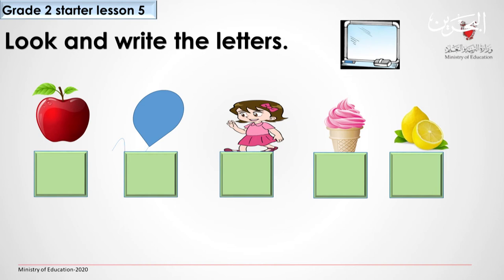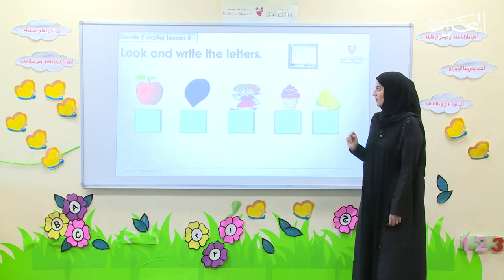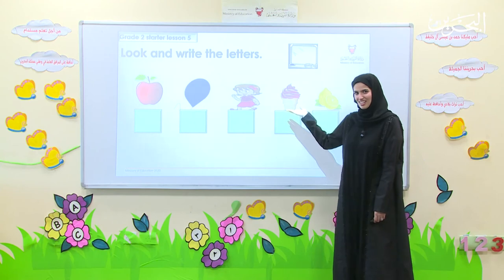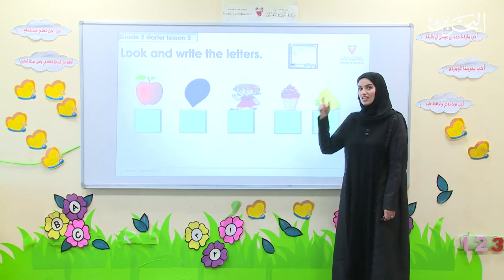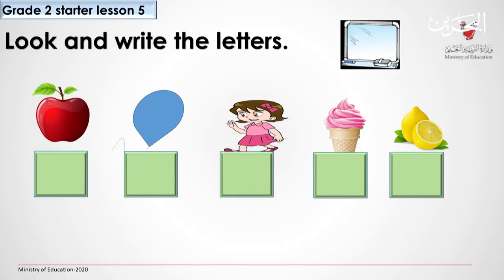Now, look and write the letters. Using your mini board and a marker, look at the pictures and write the first letter of each one of them. Okay? Let's see, for example, what is this? Ice cream. Okay, try to think, what is the first letter of ice cream? I'll give you 2 minutes to finish this activity.